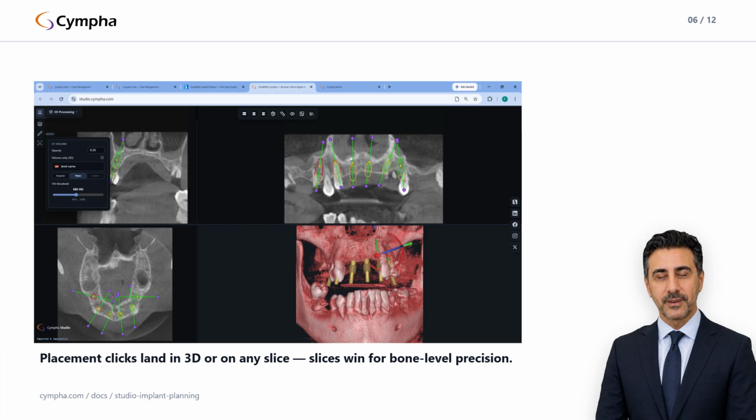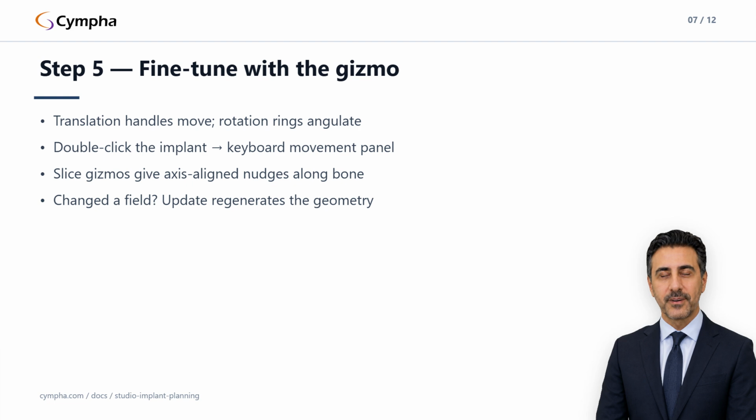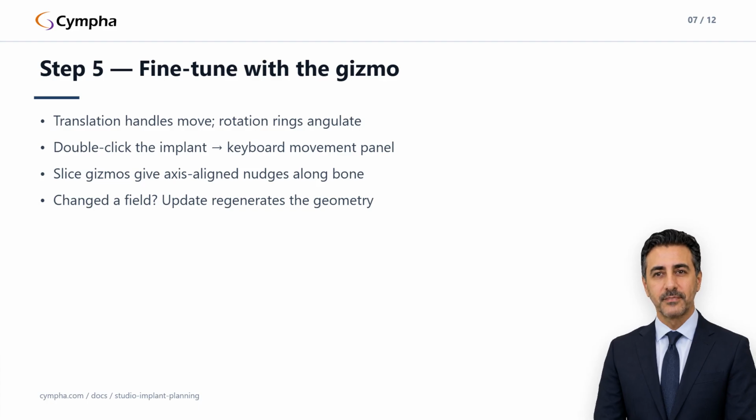want. If you decide the implant itself is wrong, say you want a longer one, change the numeric field in the panel and click Update to regenerate the geometry in place. One sequencing rule. Update is disabled while placement is still pending. If you've armed Add but haven't clicked the site yet, finish the placement click first, then Update becomes available again.